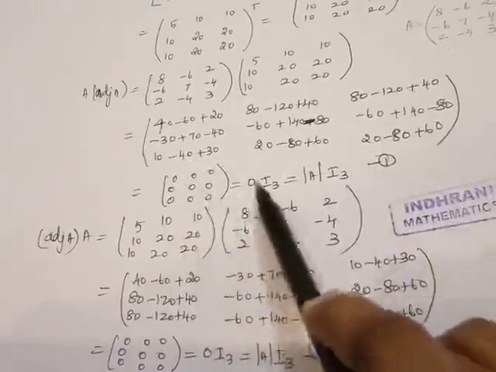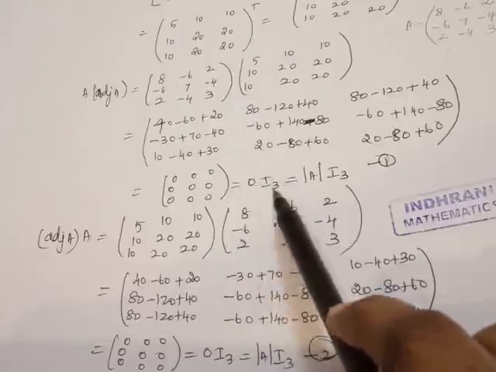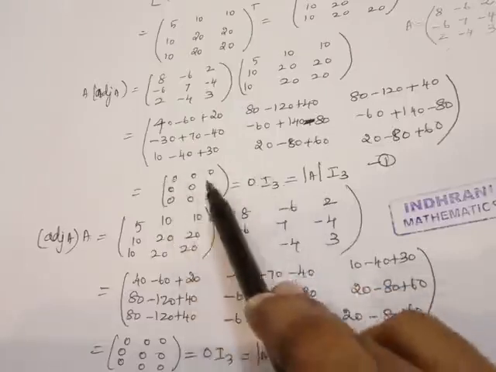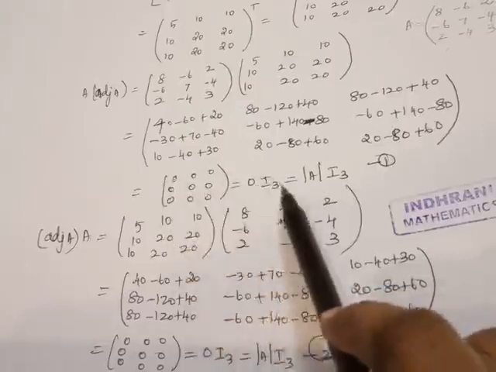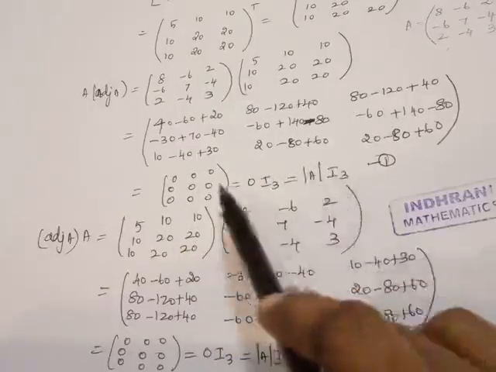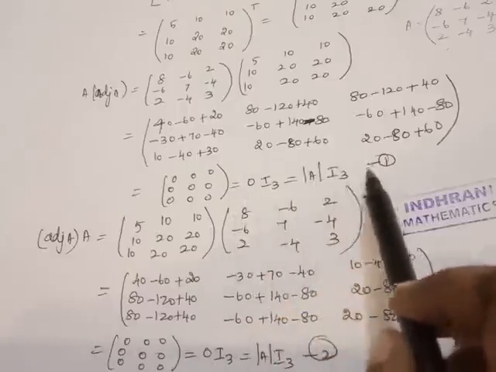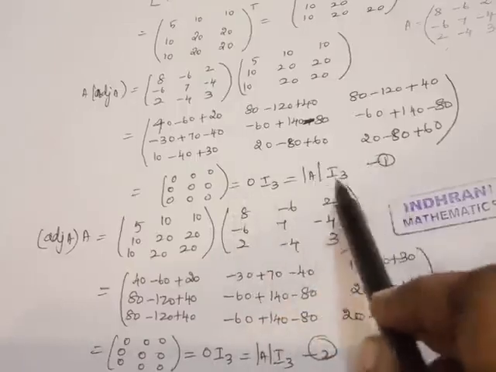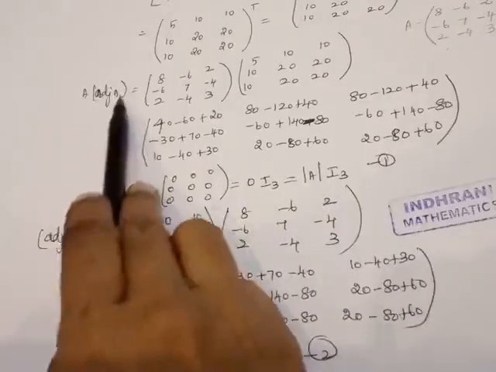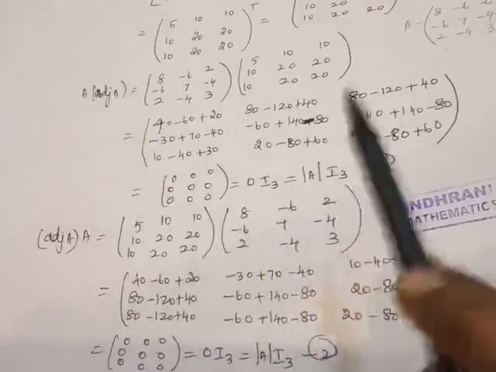This can be written as 0 into I3, because 0 into any matrix gives the 0 matrix. Because this is a 0 matrix, I can write it as 0 into I3. But 0 is nothing but the value of the determinant A. So, determinant A into I3. This you call equation number 1. This is nothing but the value of A into adjoint A. You got it as determinant A into I3.